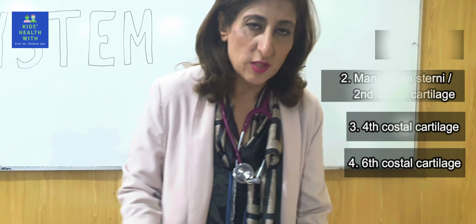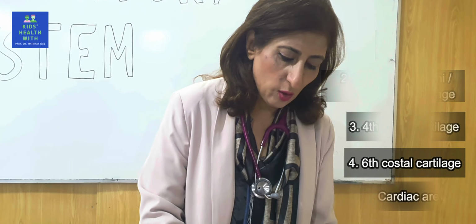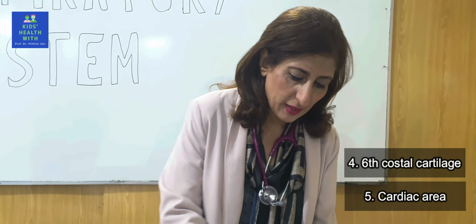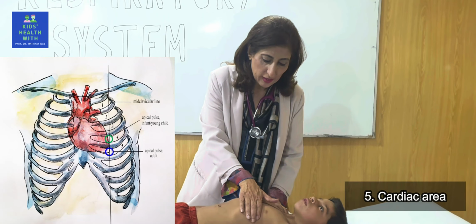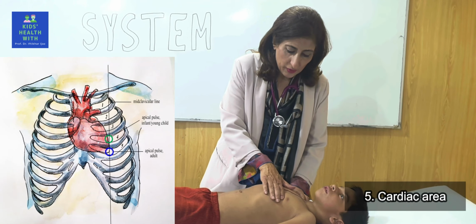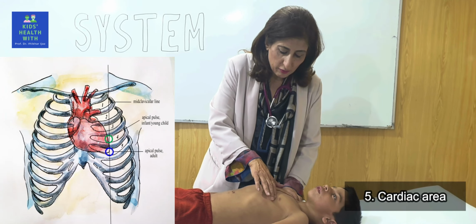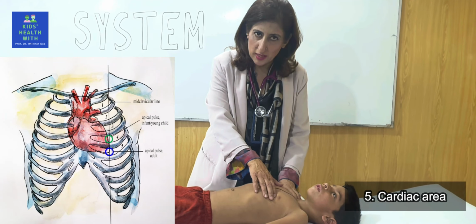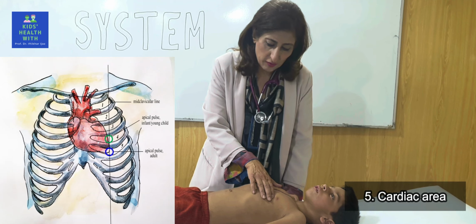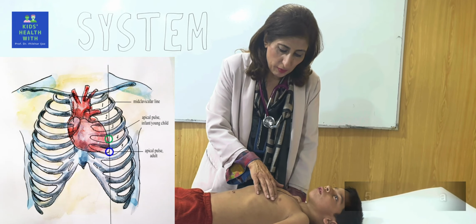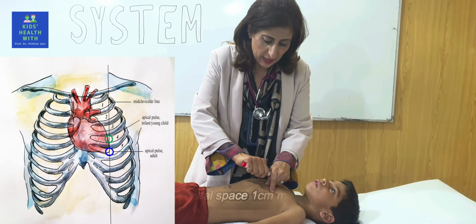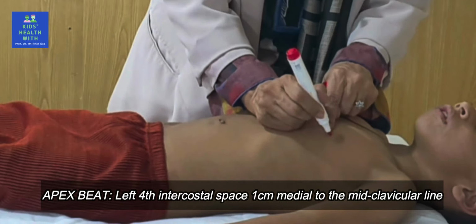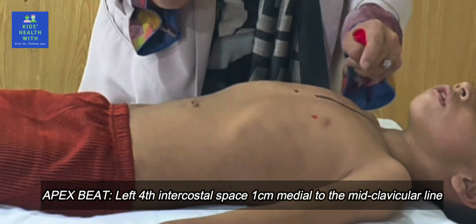We need to ascertain first where is the heart, and we all know that apex beat of the heart is precisely in a normal child around 1 centimeter inside the mid-clavicular line, and it is in fourth or fifth intercostal space. In older children generally it's fifth, while in younger children this may be fourth intercostal space. And in our case, apex beat is here at the fourth intercostal space, 1 centimeter inside the mid-clavicular line.